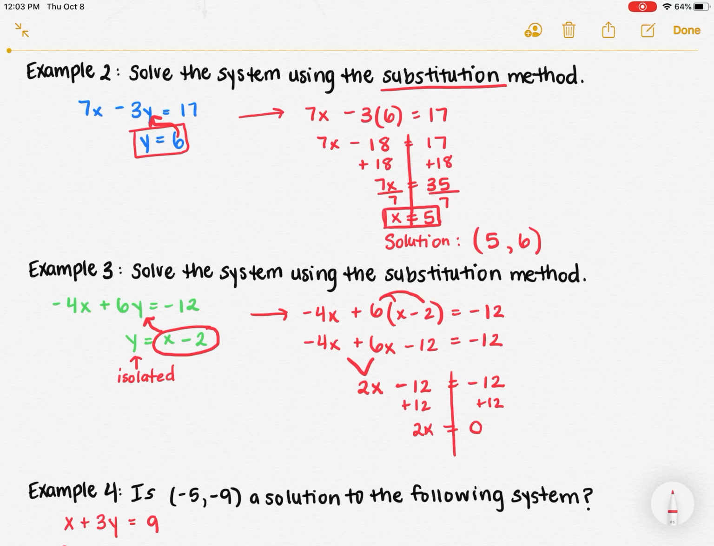Now I just divide both sides by 2, and I get x equals 0 divided by 2. That gives me 0. So that gives me part of my solution. So I know my solution is an x, y coordinate point, and I now have the x value 0, but I still need to find my y value to finish my solution.